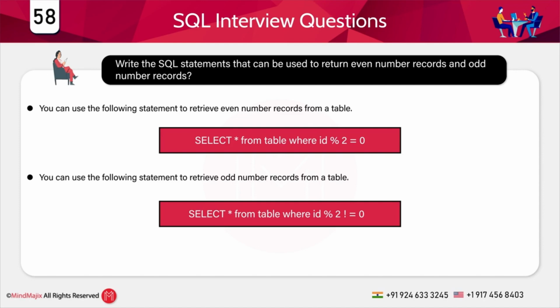So if you divide the ID of the table by 2, and if the remainder is 0, you retrieve all of those records. This is the statement that you can use for this purpose. And for the records which are odd number based, you use select star from table, which is the table name, where ID modulus 2, or the remainder of 2, is not equal to 0. Here all of the records based on odd numbers will be fetched.